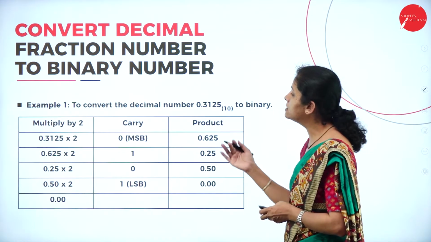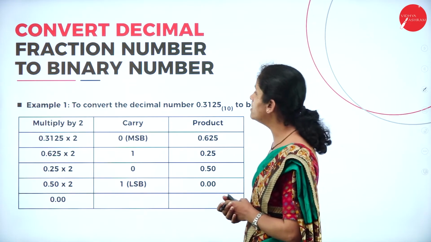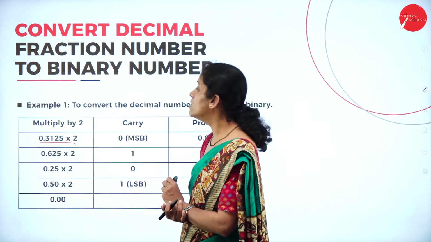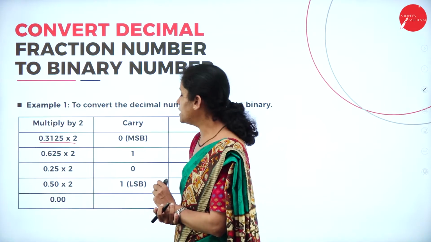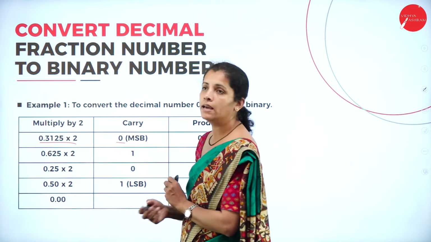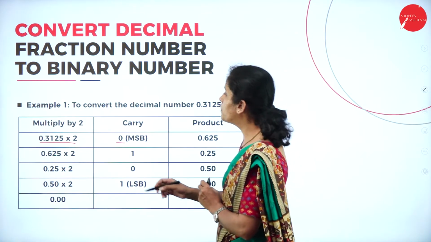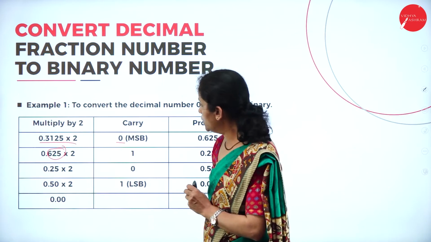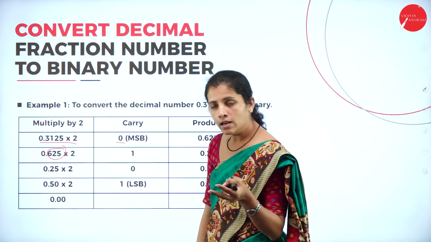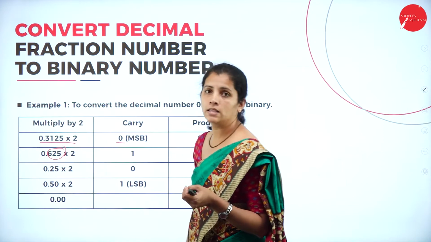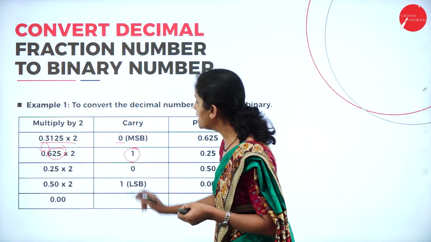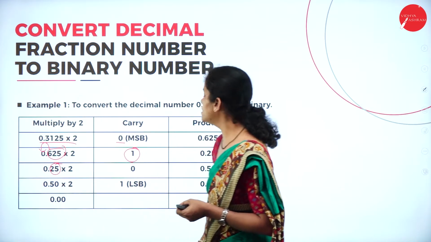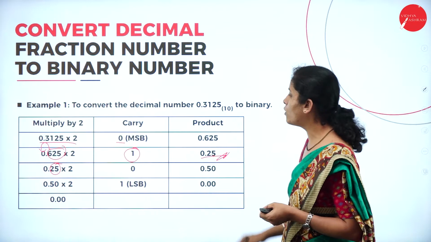Now dear student, this is the example I'm going to have here. At the beginning, I want to multiply this number by 2. After multiplying, I'm going to get the carry 0 and the product is 0.25. I'm going to multiply this number by 2 once again, so I'm going to write the carry, and what about my product? That is 0.25. So this is my product.